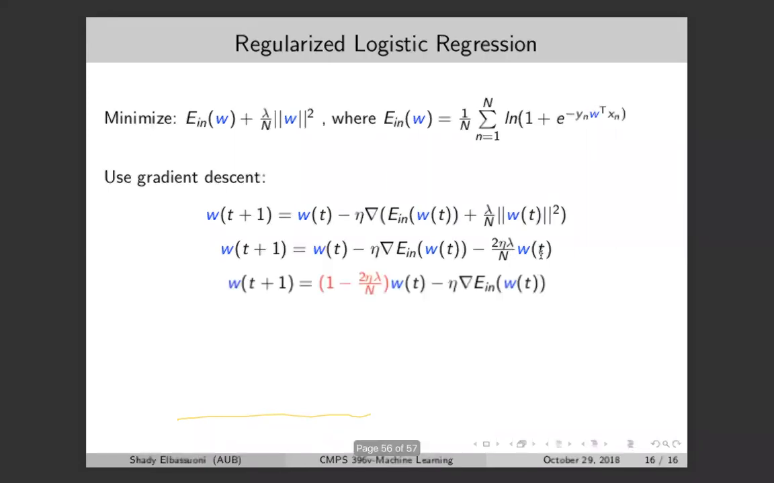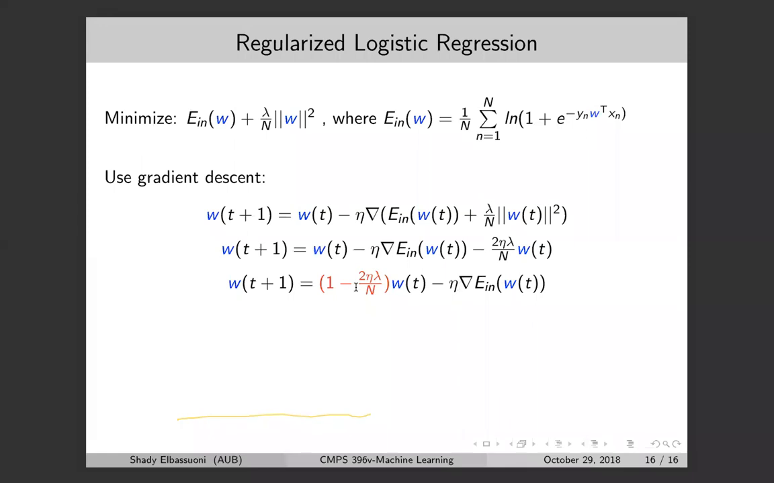I take W of t as a common factor, and I get that the new W is exactly the same as the previous algorithm, but instead of just the old W minus eta times the gradient, it's now 1 minus 2 eta lambda over n, where lambda is the regularization parameter, times the old weight. So you're regularizing the old weight a little bit by multiplying it by this component. That's the only difference.